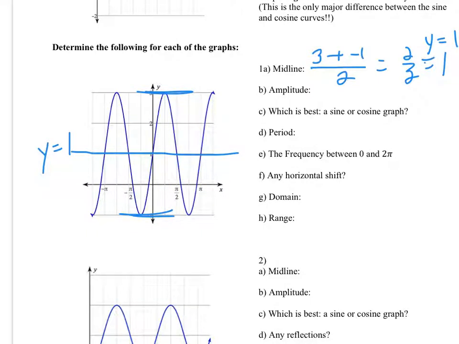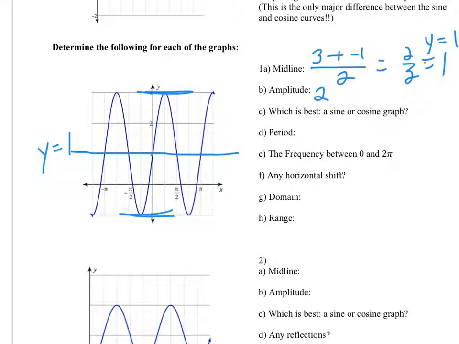So if we look here, right here, this is our midline. How high does it go up? Well, it goes 1, 2. So that's the amplitude. If you can't figure that out, you can also use the formula, which is the max minus the min divided by 2, which would be 4 divided by 2, which is 2.